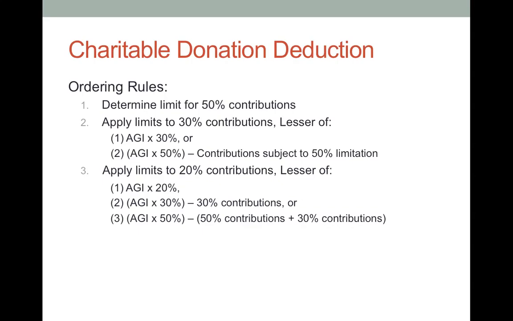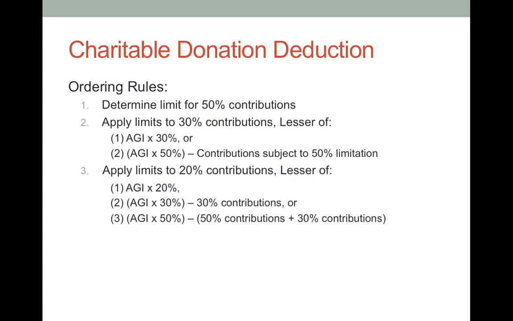To figure out how much you can deduct for donations subject to the 30% limitation, the amount that you can deduct is going to be the lesser of 30% of your AGI or 50% of your AGI minus the donations that are subject to the 50% limitation. In a second we'll go over an example and hopefully it becomes a little more clear. Sometimes it's hard to just explain these concepts. It's easier if we have numbers to work with. But these are what the rules are.